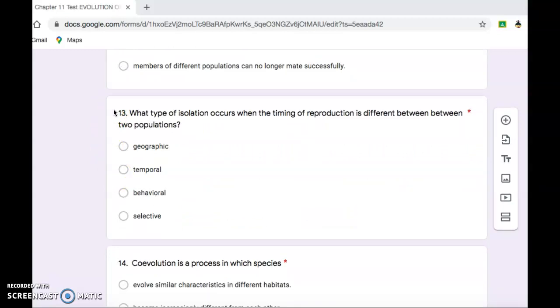Number 13. What type of isolation occurs when the timing of reproduction is different between 2 populations? Geographic, temporal, behavioral, or selective?